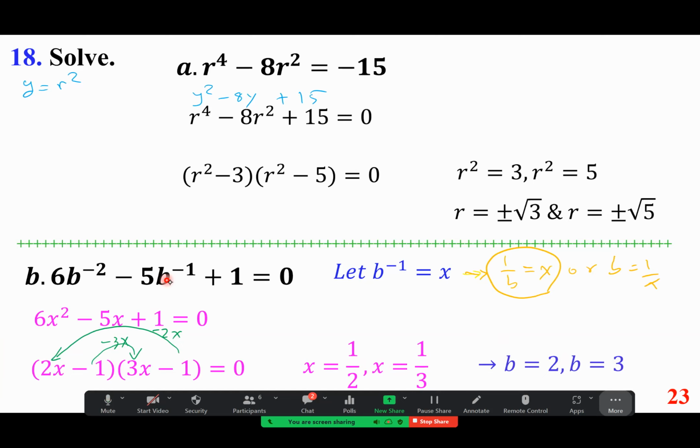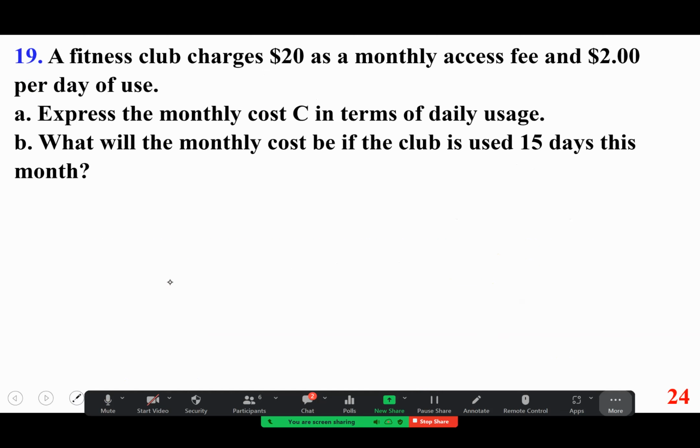All right. Here's a simple word problem. Anybody wants to read this for us? Okay. I'll read it.